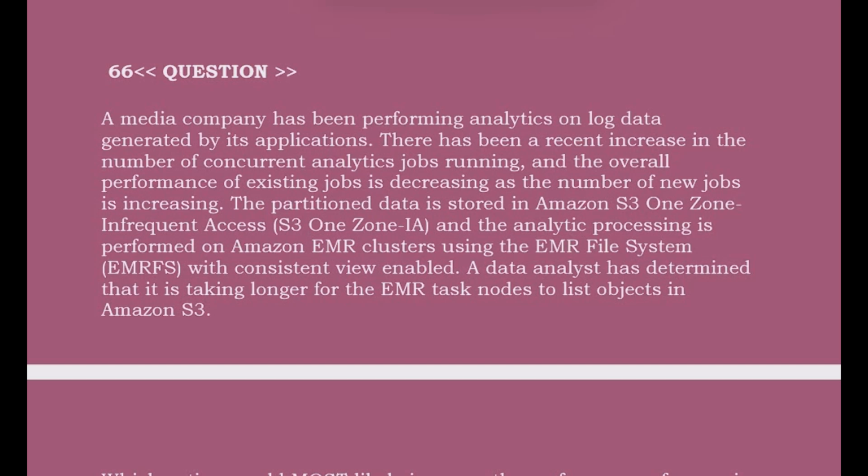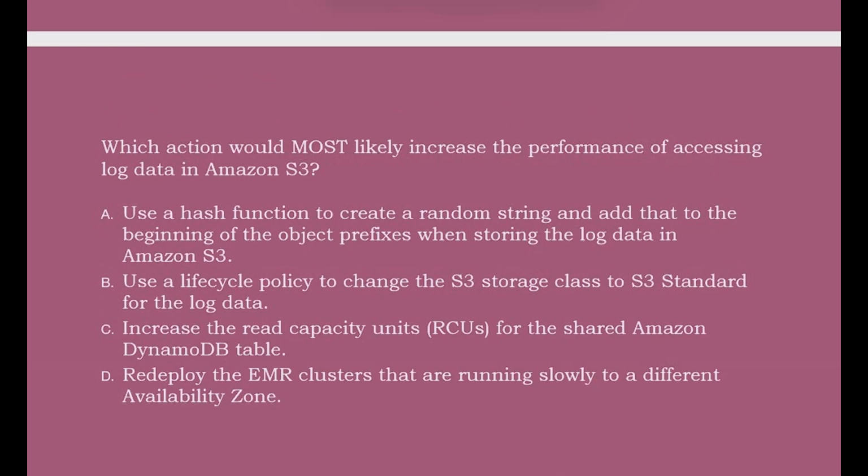A data analyst has determined that it is taking longer for the EMR task nodes to list objects in the Amazon S3. Which action would most likely increase the performance of accessing log data in Amazon S3? Option A. Use a hash function to create a random string and add that to the beginning of the object prefixes when storing the log data in Amazon S3.